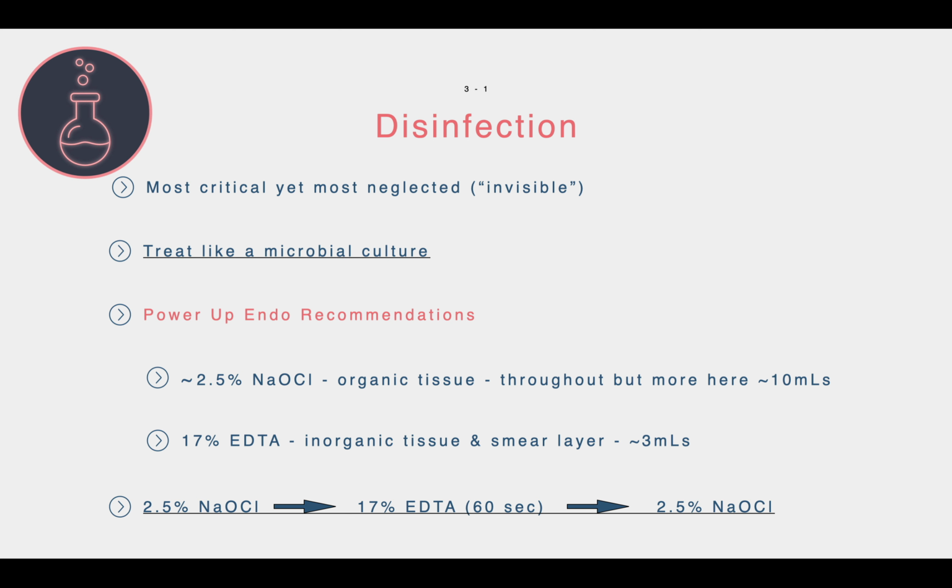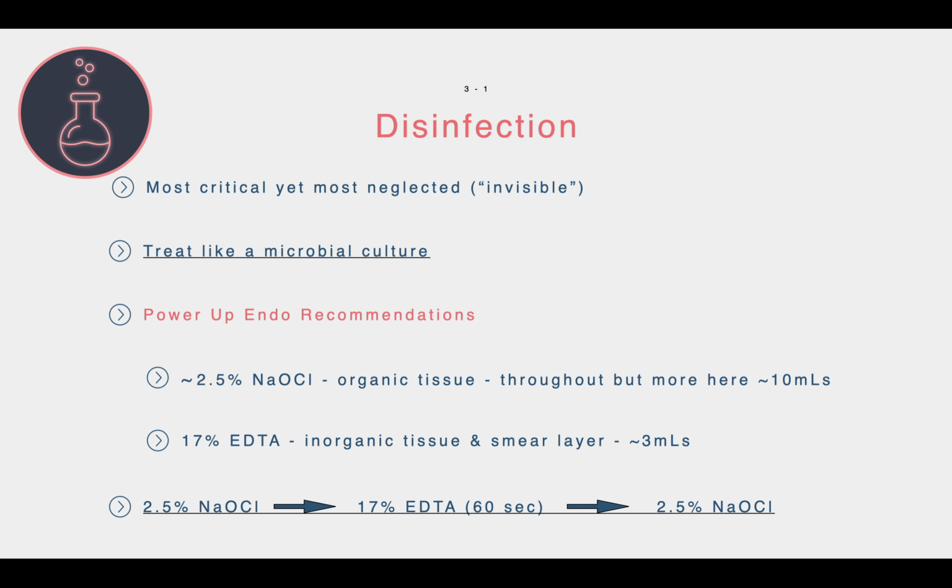And then in the disinfection portion of the treatment, okay, we're going to do a little more sodium hypochlorite. We're going to aspirate out the sodium hypochlorite. Then you're going to introduce 17% EDTA. And you don't need a whole lot of this. 3 milliliters or so is going to do the trick. But you want to get the 17% EDTA into the root canal system and let that soak for a full 60 seconds.